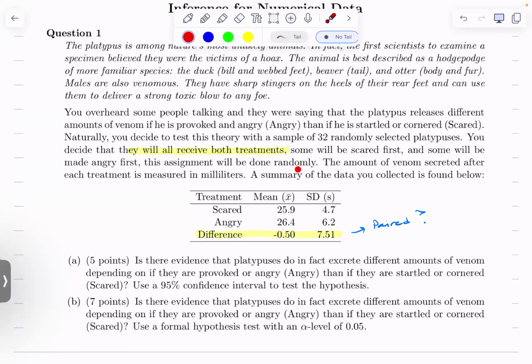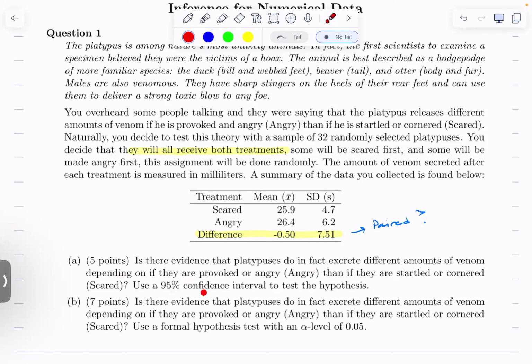Although ethics might disagree, scaring them and making them angry, but whatever. The amount of venom secreted after each treatment is measured in milliliters, which of course is a numerical measurement. And so I have numerical data, right? And a summary of the data you collected is found below. And then we want to know, is there evidence that platypuses do in fact excrete different amounts of venom depending on if they're provoked or angry, than if they're startled or cornered?